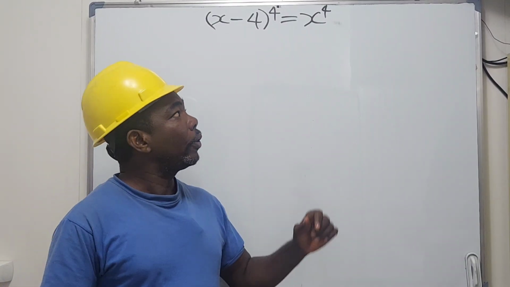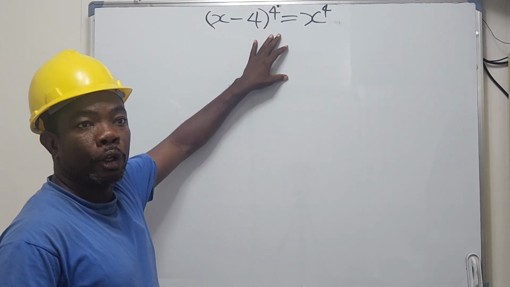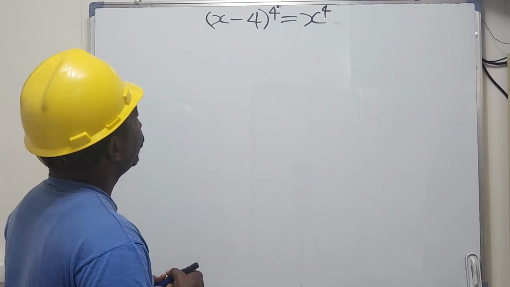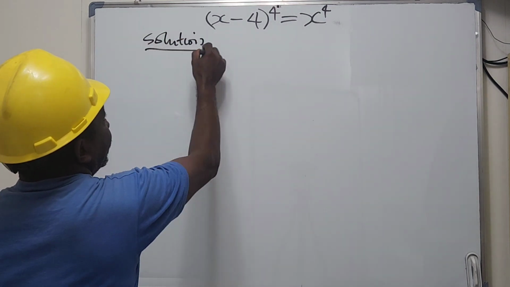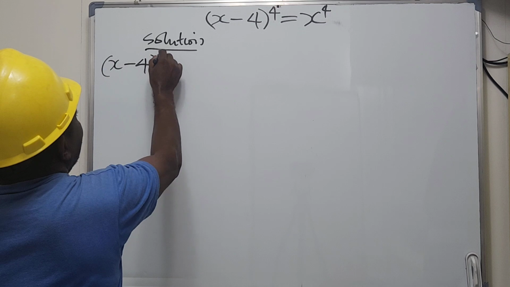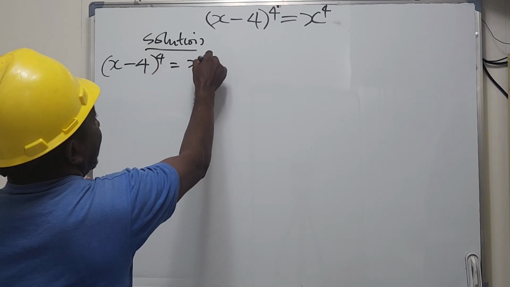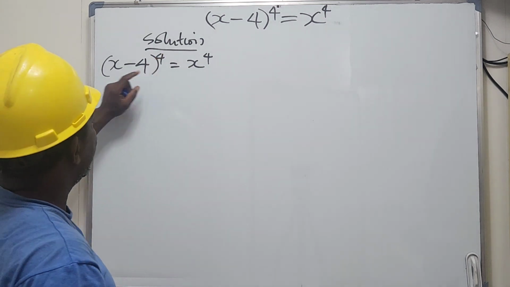For today, we are looking at this question. It says (x − 4)^4 = x^4. So we are going to solve for the value of x from this equation. We are given (x − 4)^4 = x^4. So we need to transpose x^4 to the left hand side.